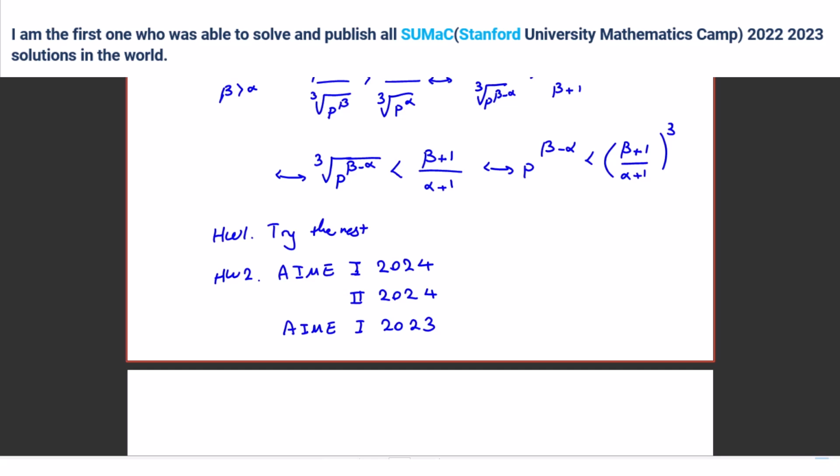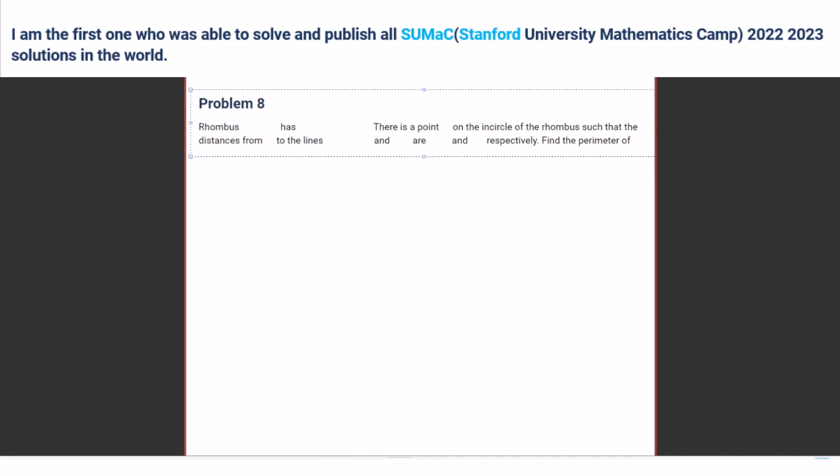I don't know why, for some reason I can only see part of the problem. Basically, let me copy the problem itself. Okay, now I can see the whole part. Copy.